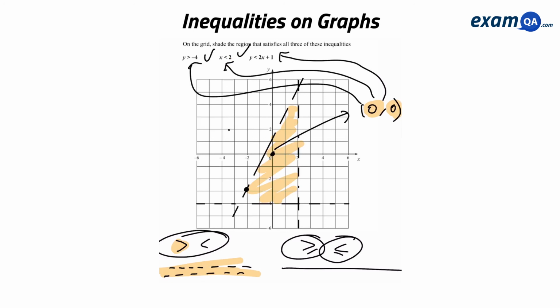Let's try our final inequality. y is less than 2x plus 1. Is our y, which is 0, less than 2 times our x, which is 0, plus 1? In other words, is 0 less than 1? Yes, it is. It is correct. So all three inequalities are satisfied. Therefore, it's definitely the triangle region that we thought it was. And that's really much the gist of inequality regions.